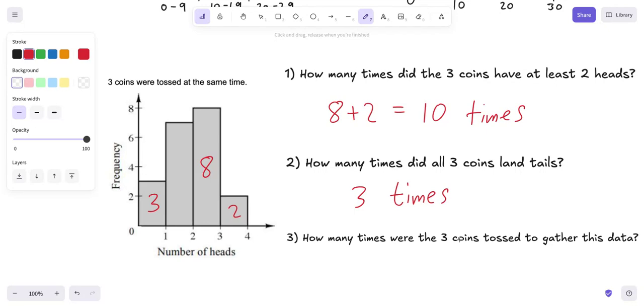How many times were the 3 coins tossed to gather this data? Well, then we just have to add the last bar. How many times did we get 1 heads? We got 1 heads exactly 7 times. So it would be 3 plus 7 plus 8 plus 2. That's 10 plus 10, which is equal to 20. So we tossed these 3 coins a total of 20 times, and this histogram showed the result.